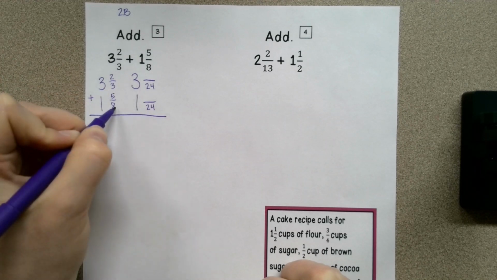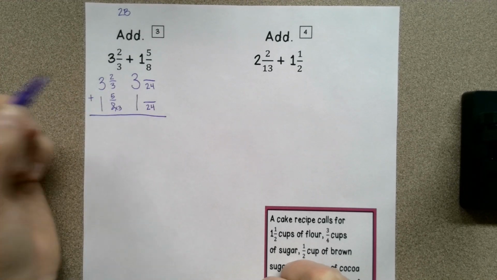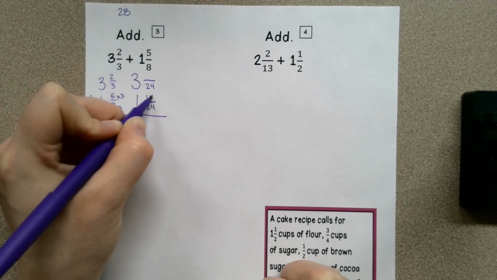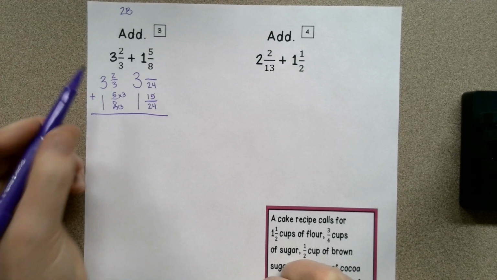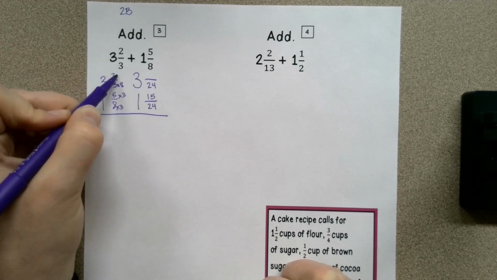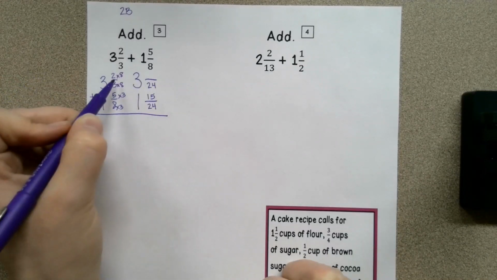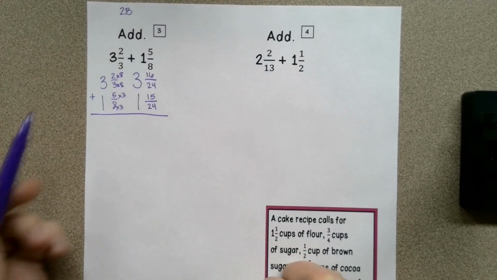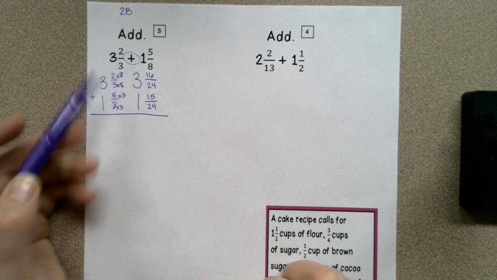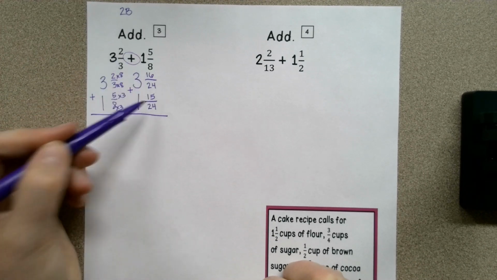To get from 8 to 24, we'd have to multiply by 3. So meaning we have to multiply the 5 by 3 as well. 5 times 3 gives us 15, so we fill in that mixed number. 3 multiplied by 8 gives us 24, so we have to match that in the numerator. 2 times 8 gives us 16, and now we've just rewritten equivalent fractions. It is addition, so we want to add them together, starting with the fractional parts.